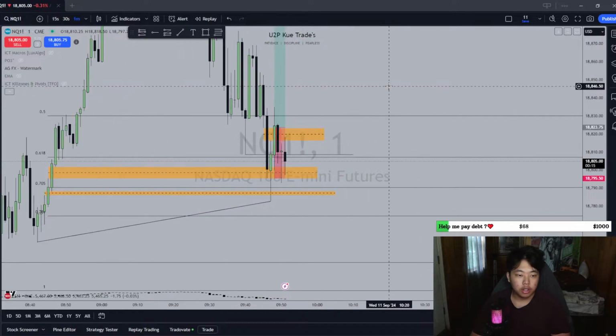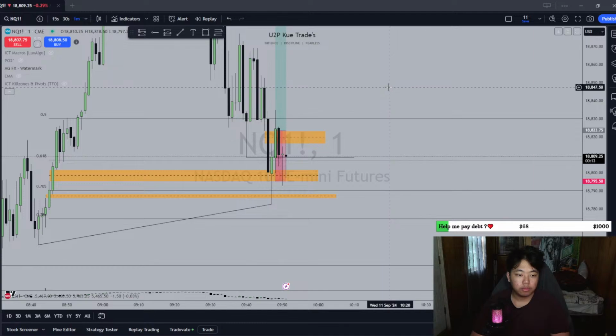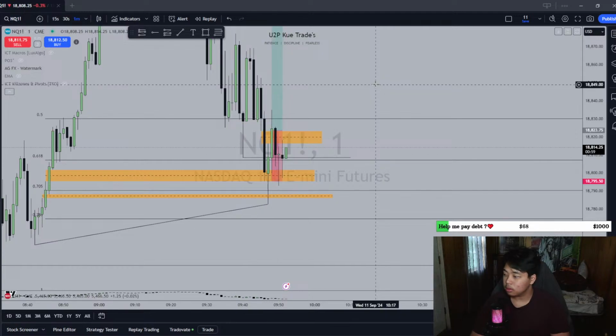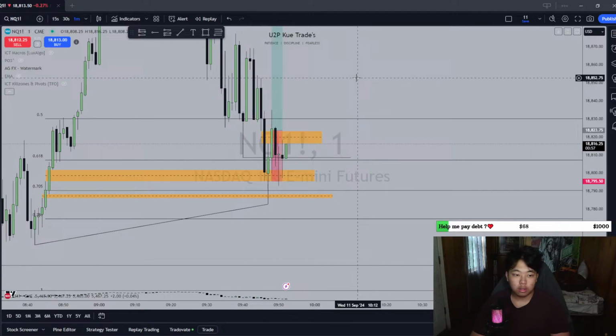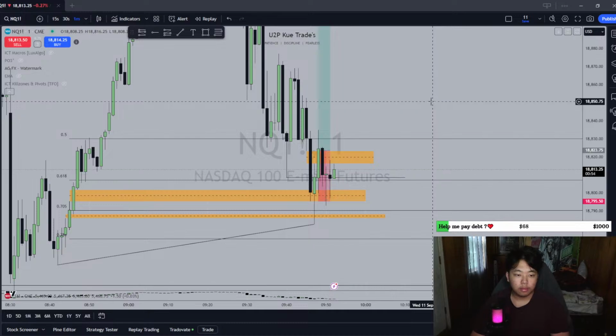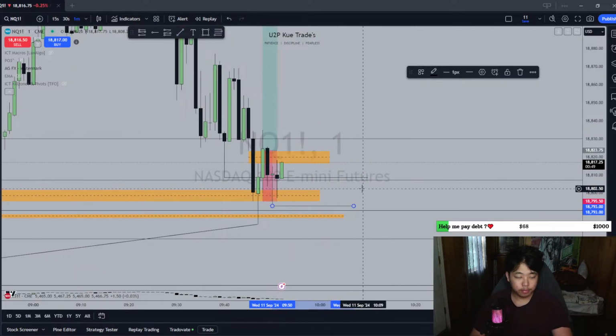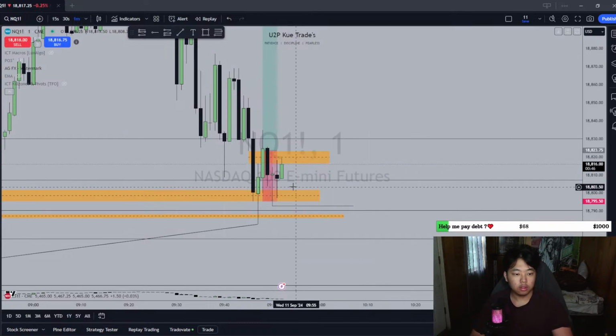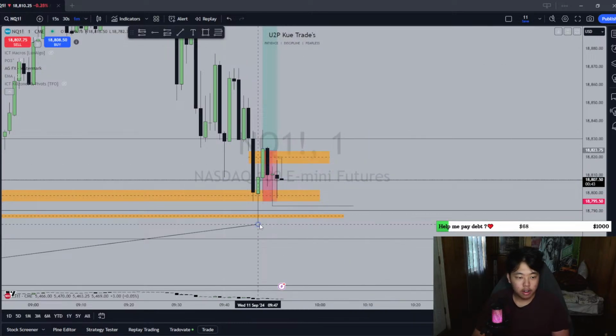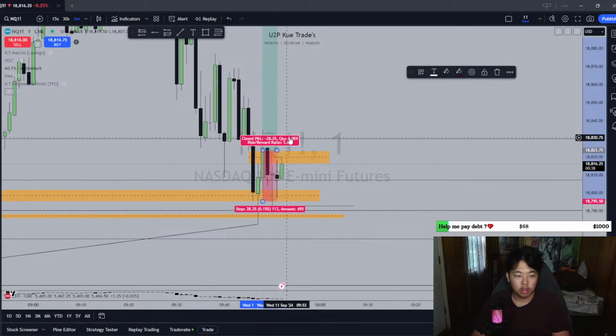Let's see what happens here. This would be a swing point here. Maybe my stops could have been down here, but like I said, this is probably the safest stop for me.